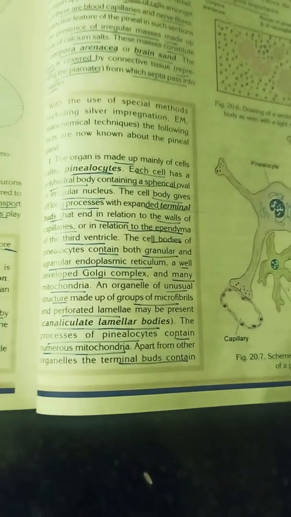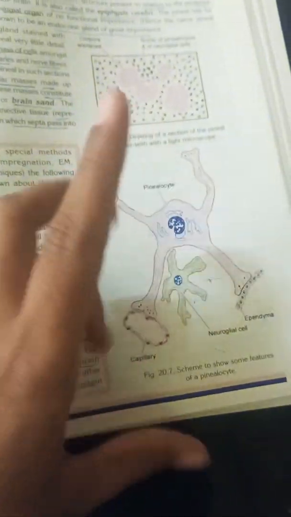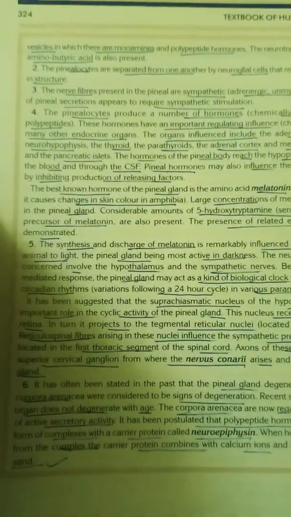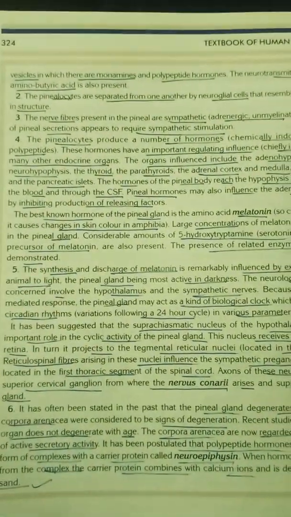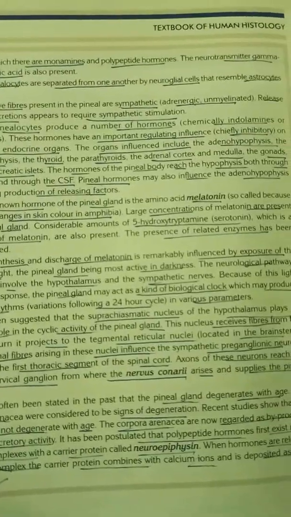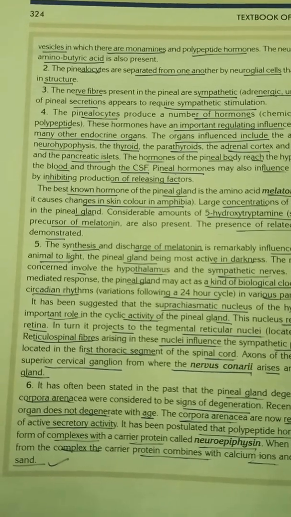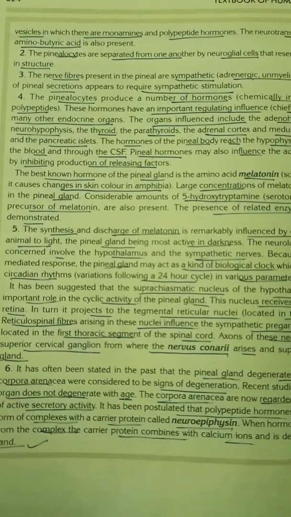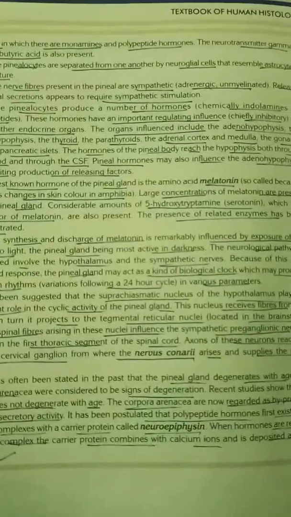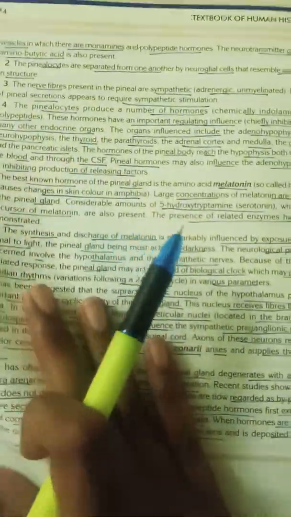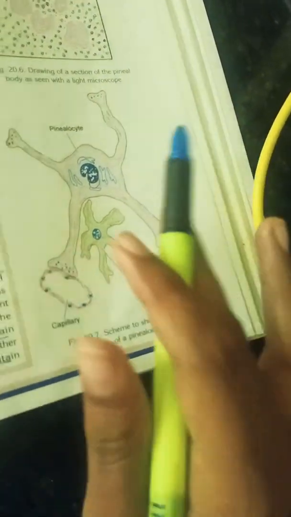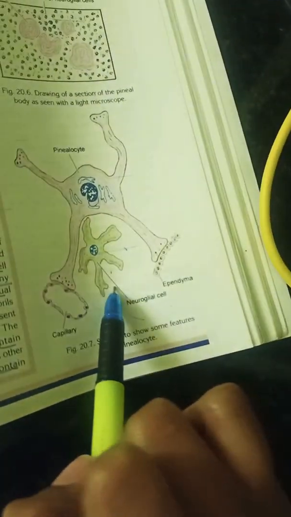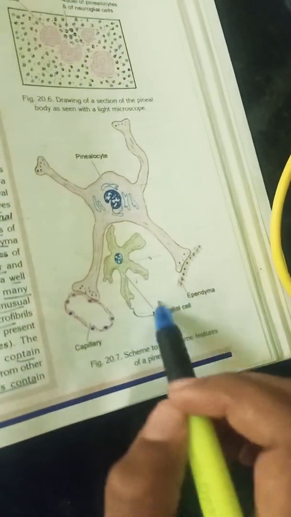Apart from other organelles, the terminal buds also contain vesicles, which mainly hold monoamines and polypeptide hormones. The neurotransmitter gamma aminobutyric acid is also present. The pinealocytes are separated from one another mainly by neuroglial cells, which resemble astrocytes in structure. So remember, they are separated by neuroglial cells in the shape of astrocytes.